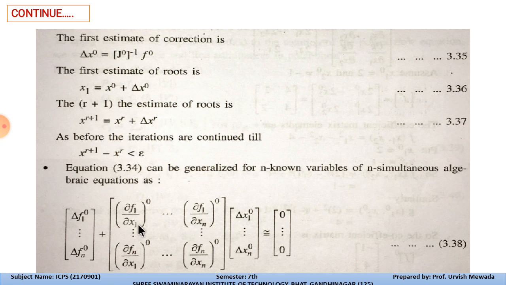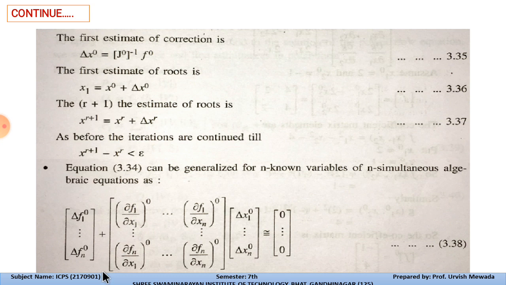Now equation 3.34 can be generalized for n unknown variables, for n simultaneous algebraic equations, say delta f1 raised to 0 up to delta fn raised to 0, meaning the nth number of functions. For the nth number of functions we can find the solution using the multi-variable function theory using the Newton-Raphson method.